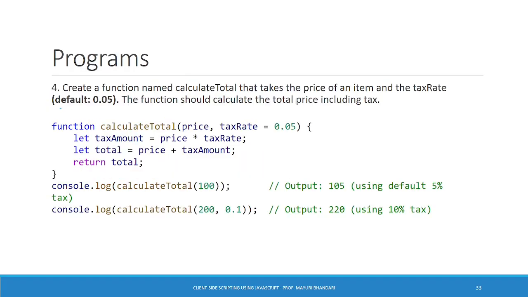Next program is again using default value to calculate price of an item by applying tax. So this calculateTotal function has two parameters, price and taxRate. taxRate is having default value 0.05. Inside function we are calculating price. First we have calculated tax amount equal to price * taxRate, price multiplied by tax rate, and then we are adding that tax amount to the price and return total from this function.